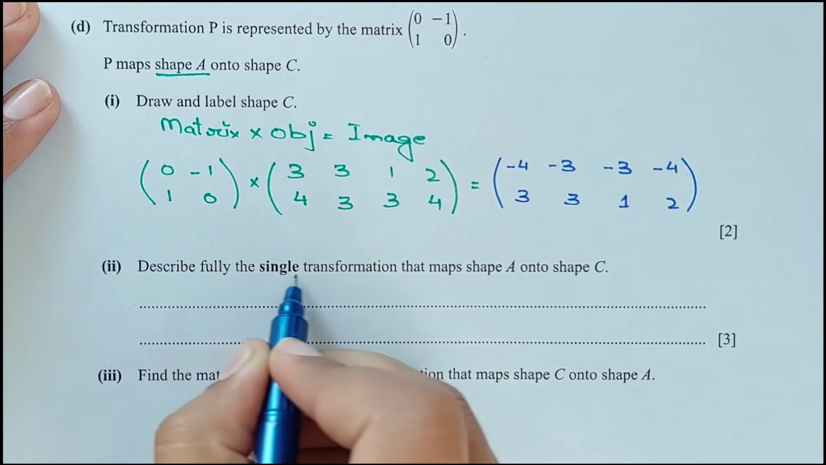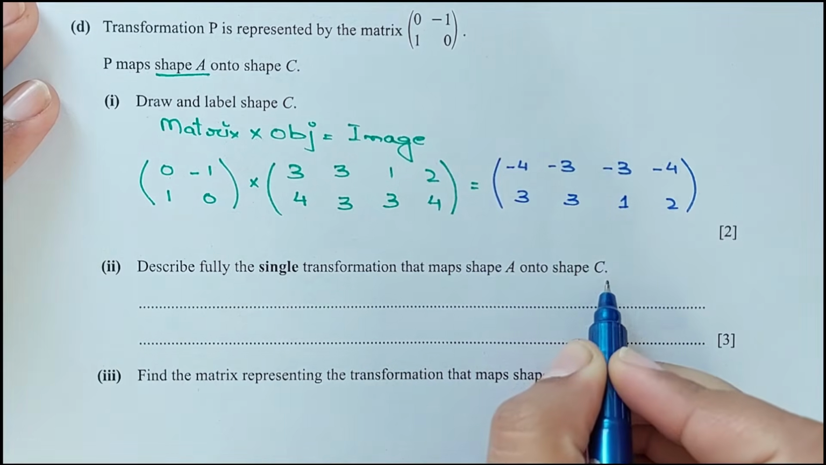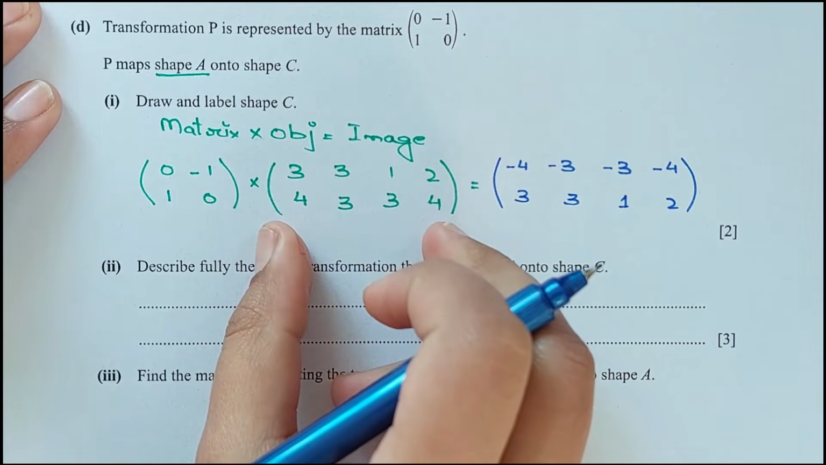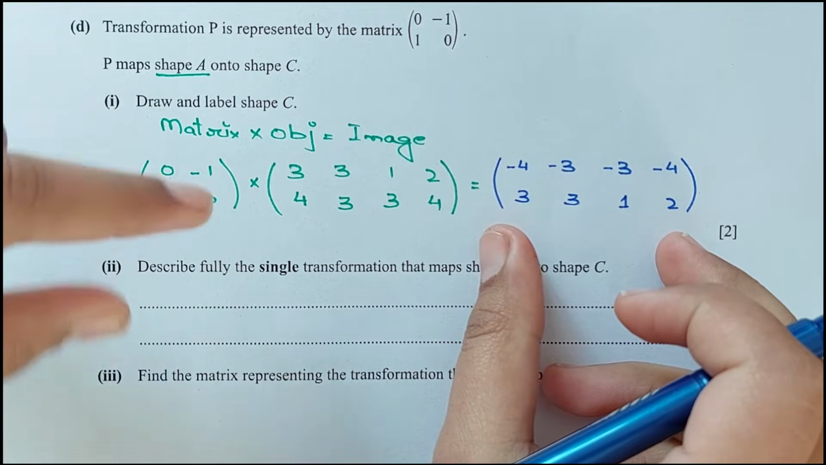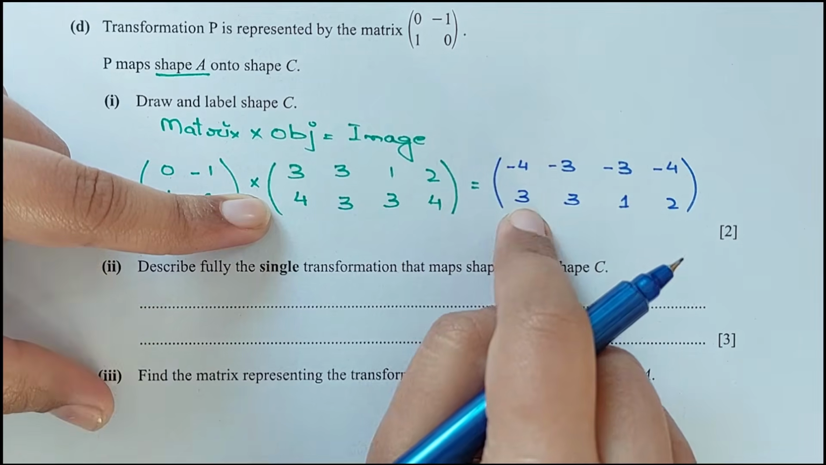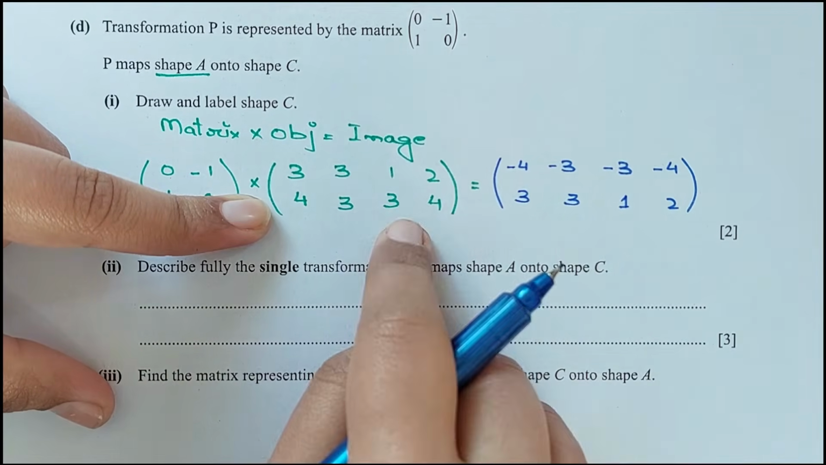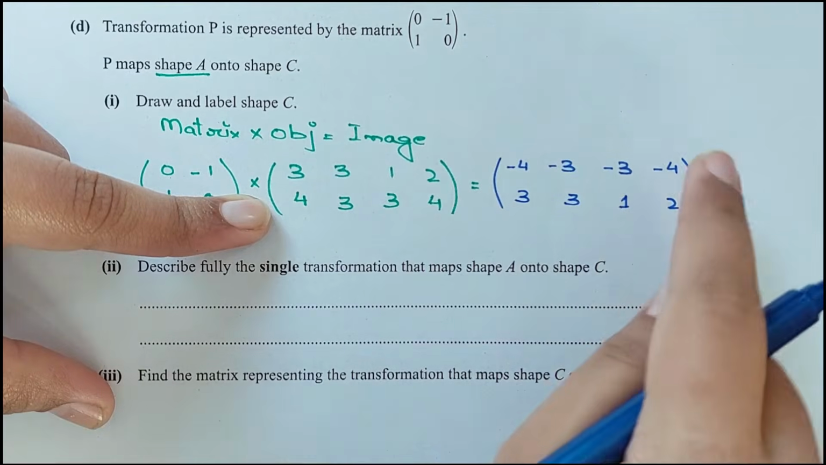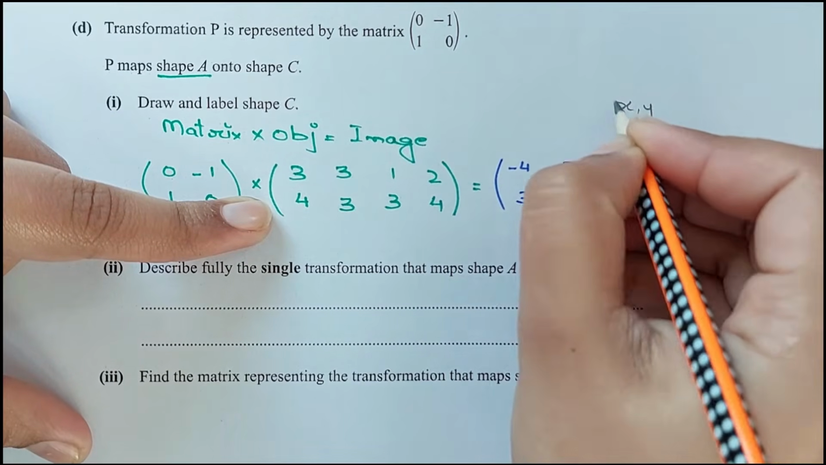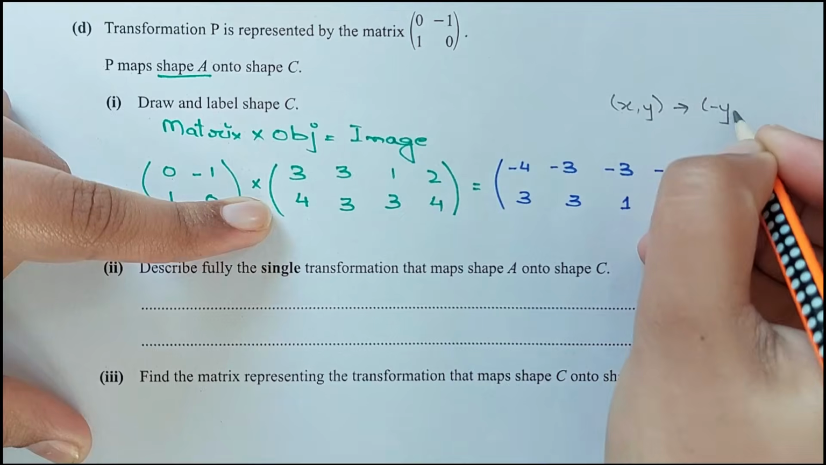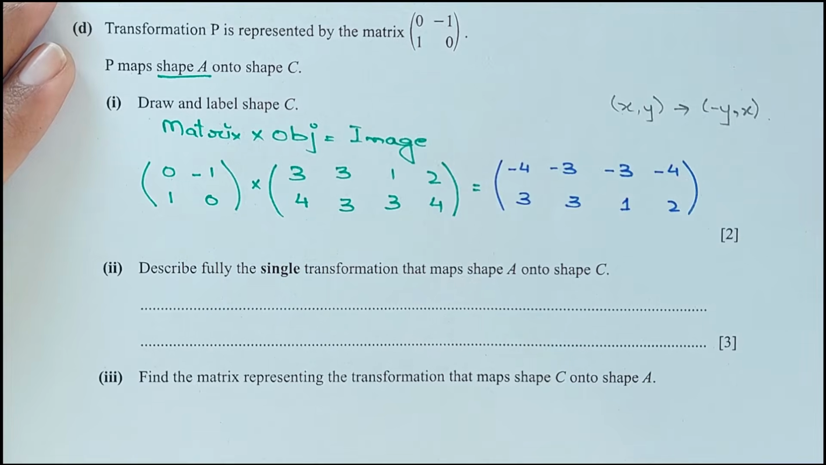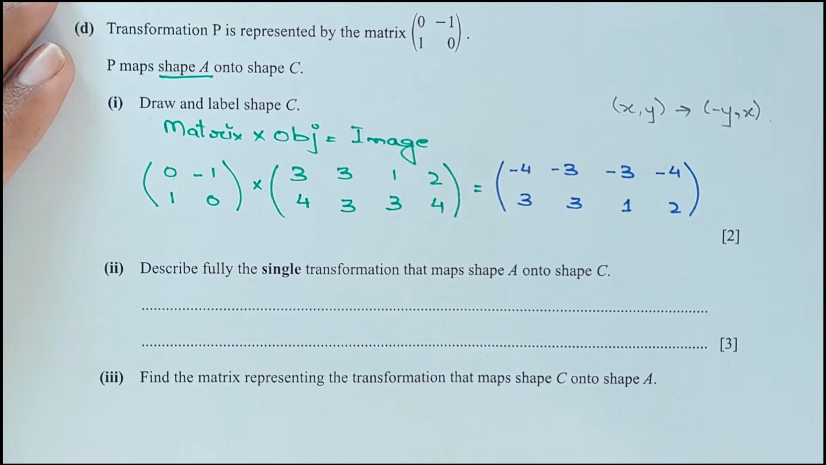Now for the second part, describe fully the single transformation that maps shape A onto shape C. As you can see, these are the point coordinates for shape A and these are the coordinates for shape C. So how do they switch? 3, 4 switch to -4 and 3. 3, 3 to -3 and 3, 1, 3 to -1 and 3, 2, 4 to -4 and 2. So it is clearly seen that the coordinates of A, let's say x, y, switch to -y, x. So when we have a coordinate x, y changing to -y, x, we have a rotation 90 degree anti-clockwise.